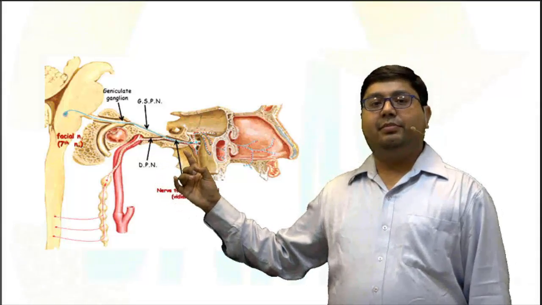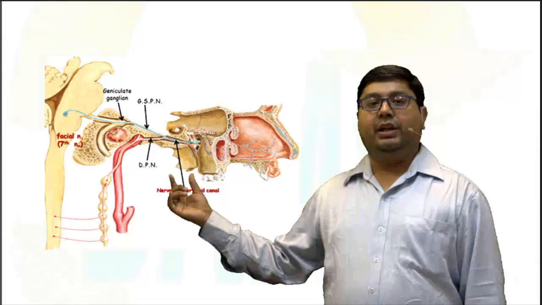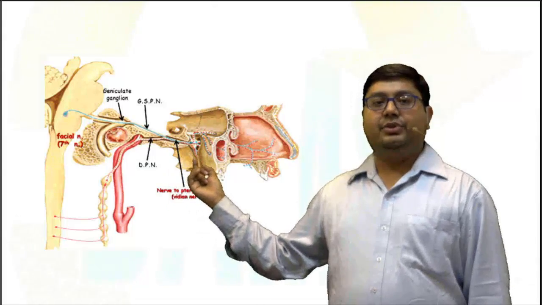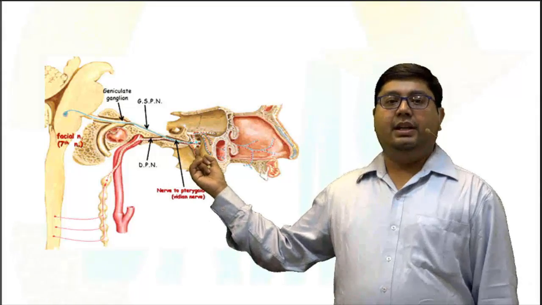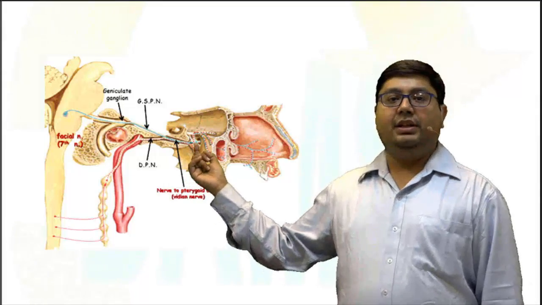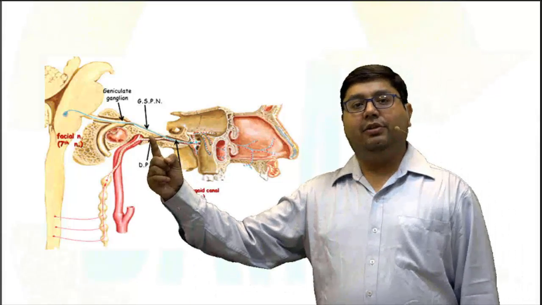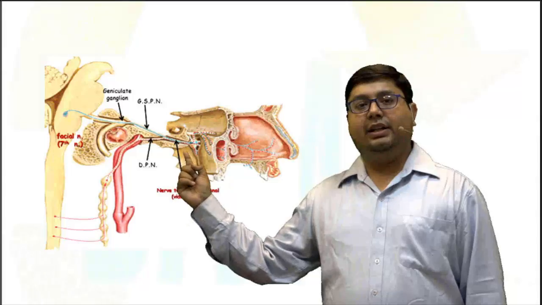Both these fibers are passing through the canal. What is this canal? Look at the plate. This is the pterygoid plate, this is the pterygoid canal, and they are approaching which fossa? The pterygopalatine fossa. In the pterygopalatine fossa, which ganglion is present? The pterygopalatine ganglion.